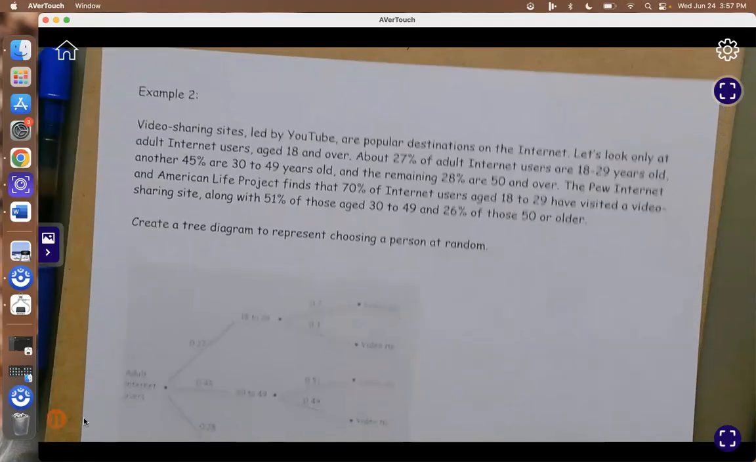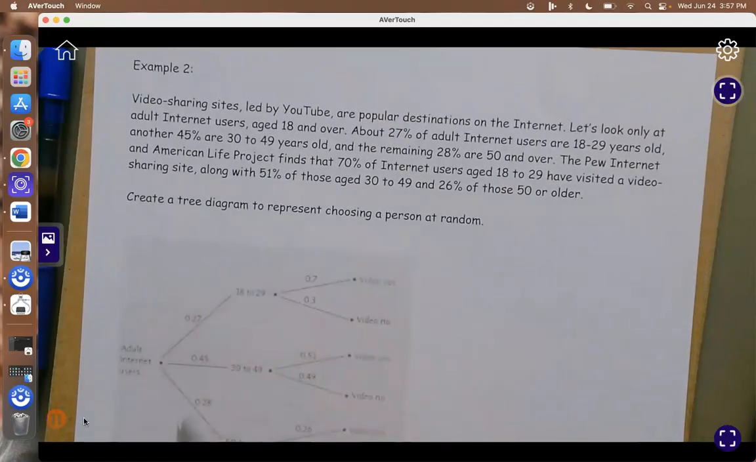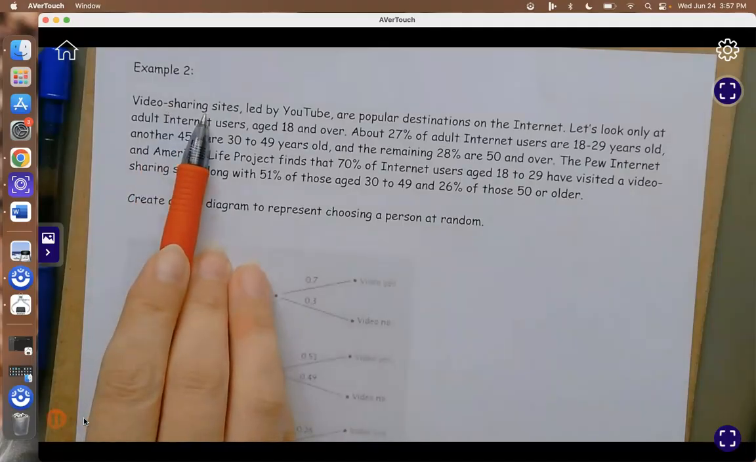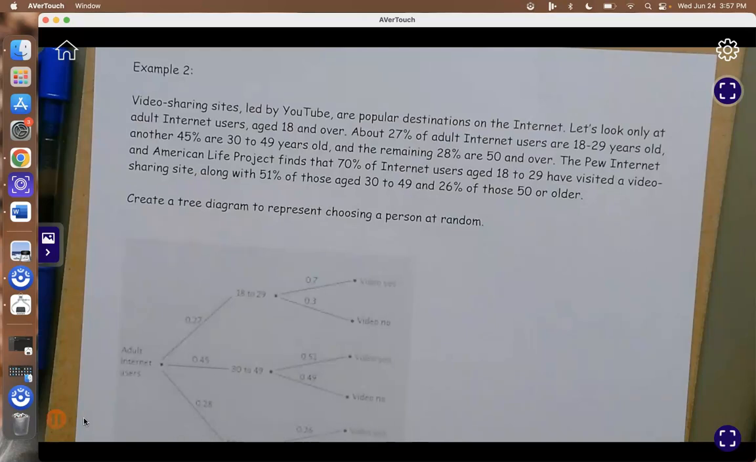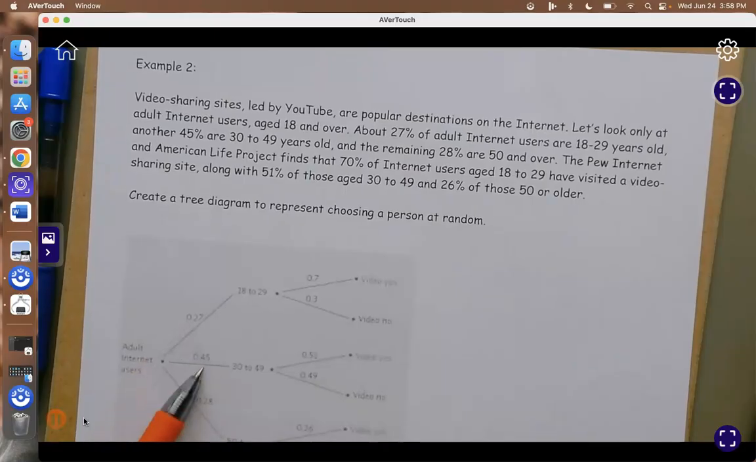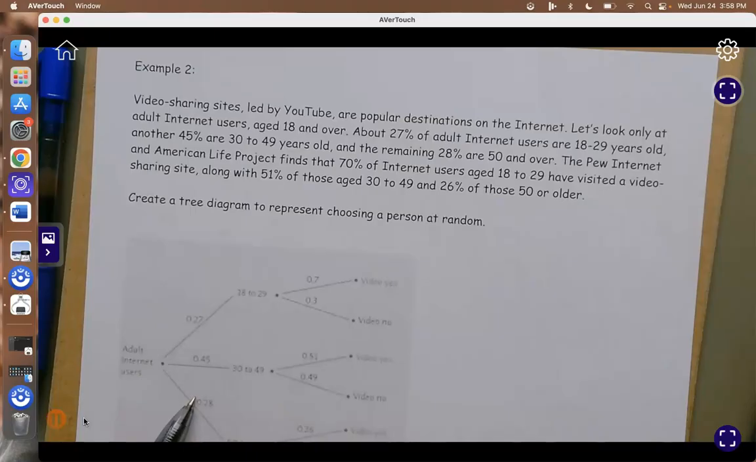Now, some that you're going to have to do, you're going to have to make your own tree, but just for the sake of time, I have the tree made here, and I'll talk you through how you would do this. Video sharing sites led by YouTube are popular destinations on the internet. Let's look at adult internet users aged 18 and over. About 27% of adult users are 18 to 29 years old. So that's why we have 0.27 here. Another 45% are 30 to 49 years old, and the remaining 28% are 50 and over. So each set of branches has to add up to 100, or a 1 if you're dealing with decimals.